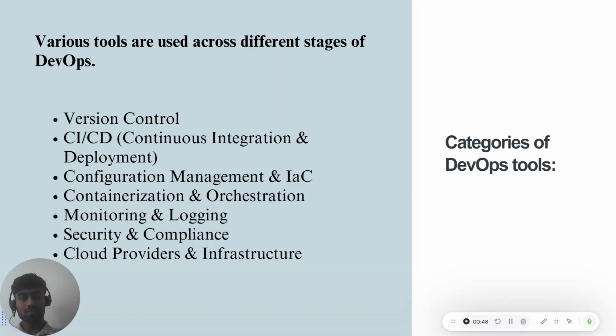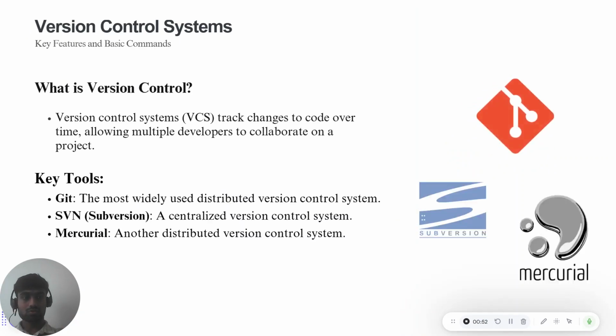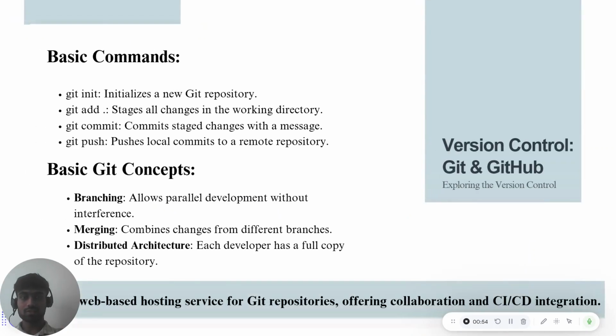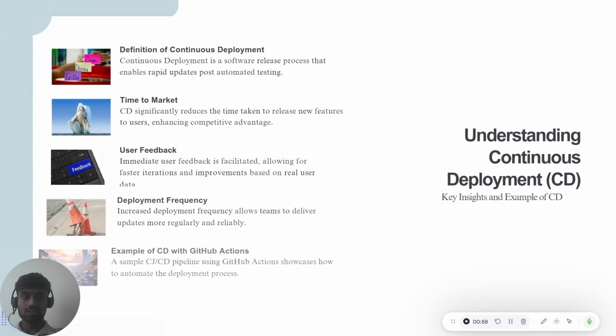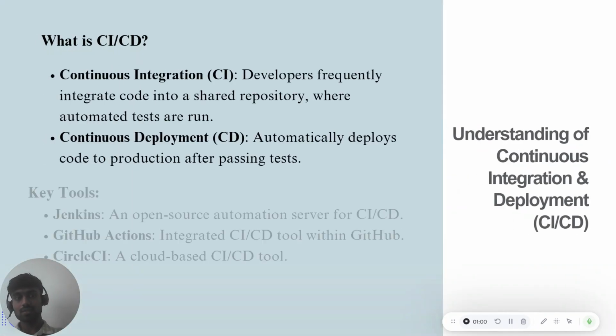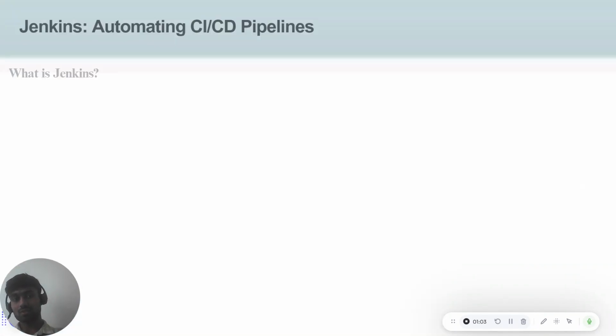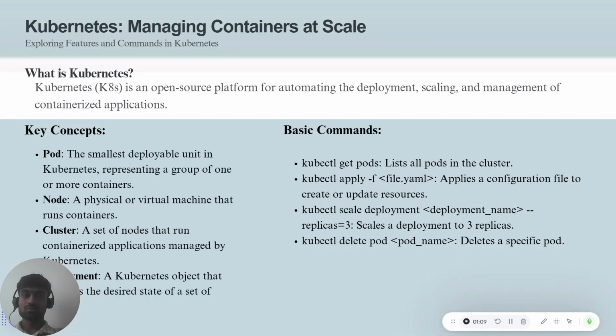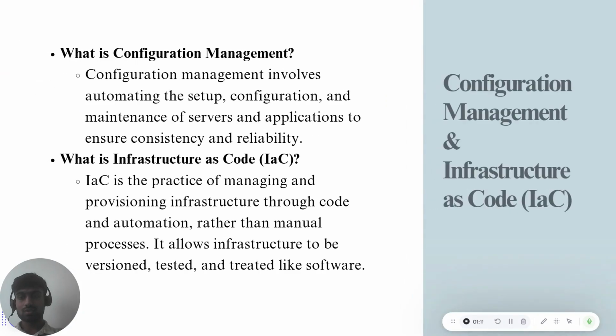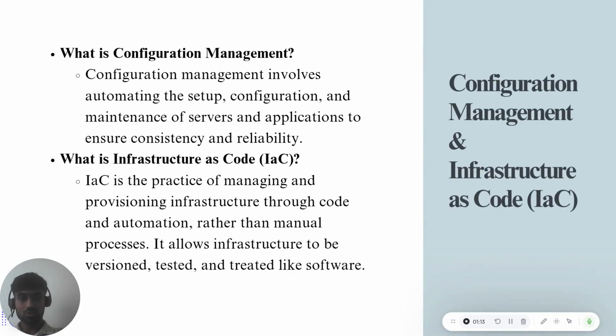Today we are going to start with configuration management and infrastructure as code. In the last video we saw Git and GitHub for version control, then continuous integration and continuous deployment, and the different tools we use under this: Jenkins, Docker, Kubernetes. All this we have seen. Now in today's video we are going to start with configuration management.